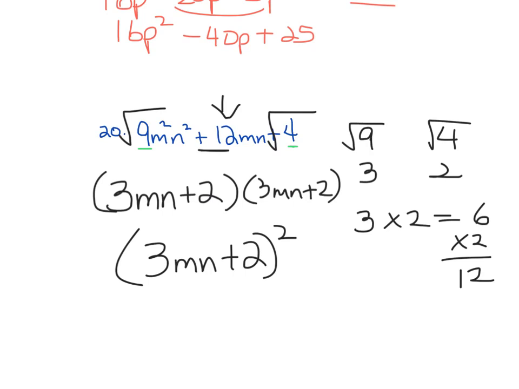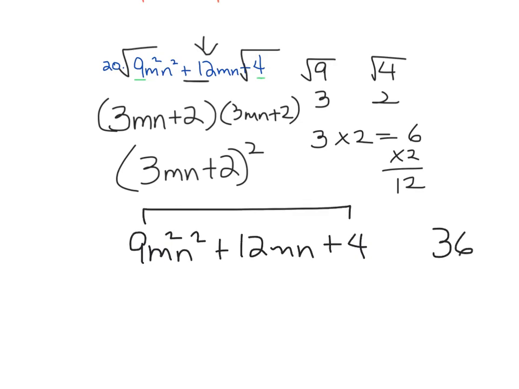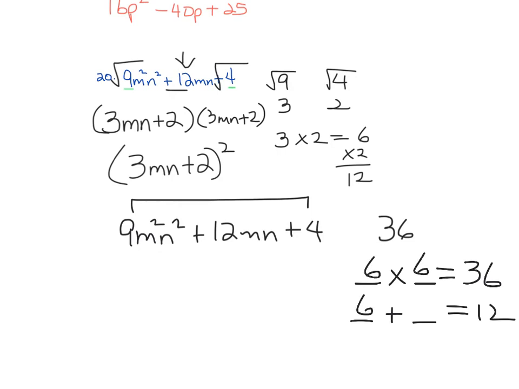Now, let's say we didn't recognize it. Let's say you're thinking, oh, it's just a random trinomial. I'm going to do the long way. And you can do that. Multiply the beginning and the end. We get 36. I'm looking for two numbers that will multiply to give me 36, but who will add to give me 12. And I can see that that's going to be 6 and 6.